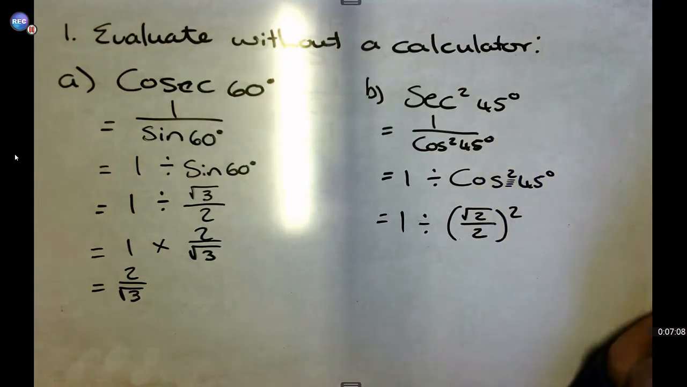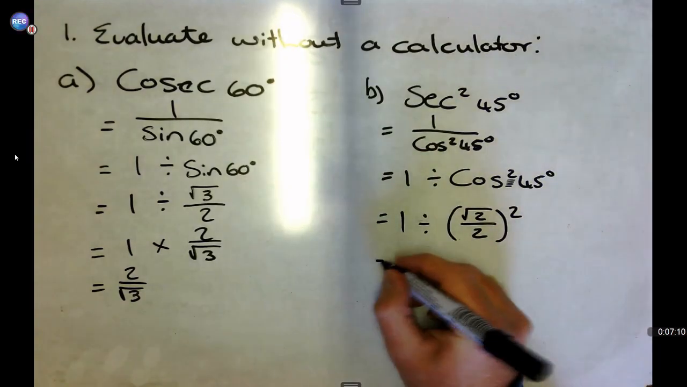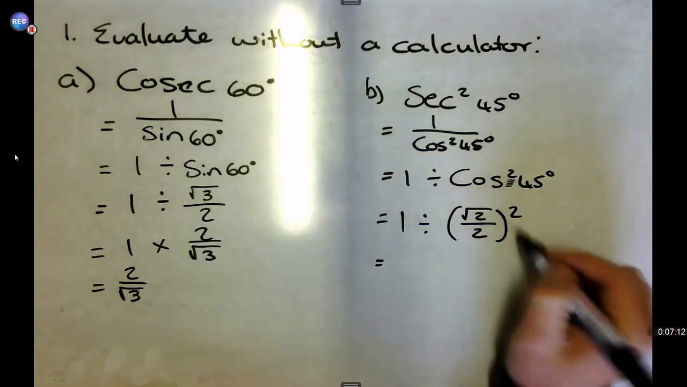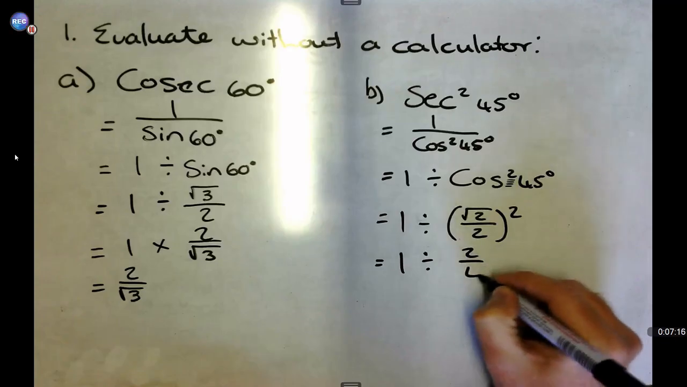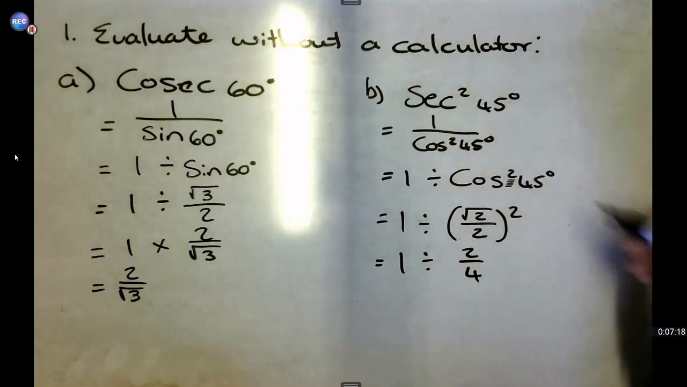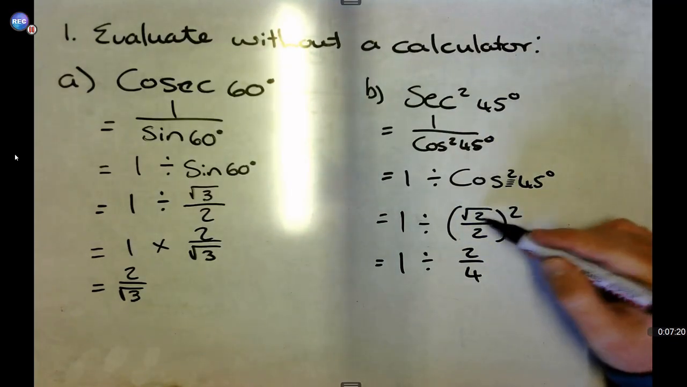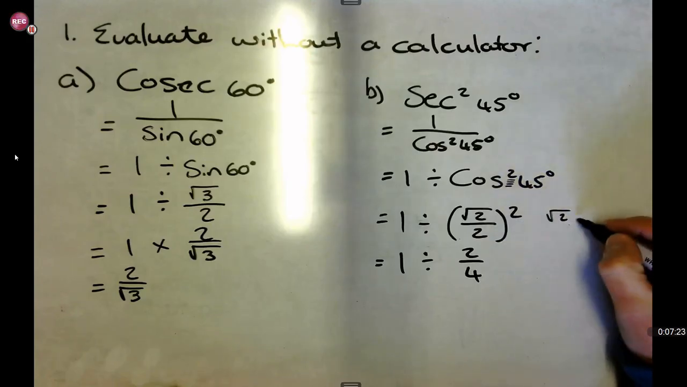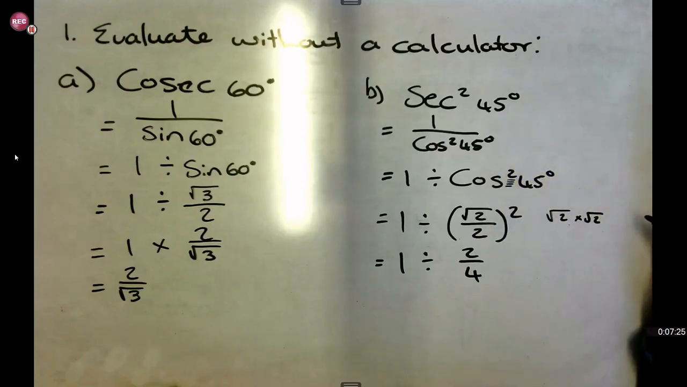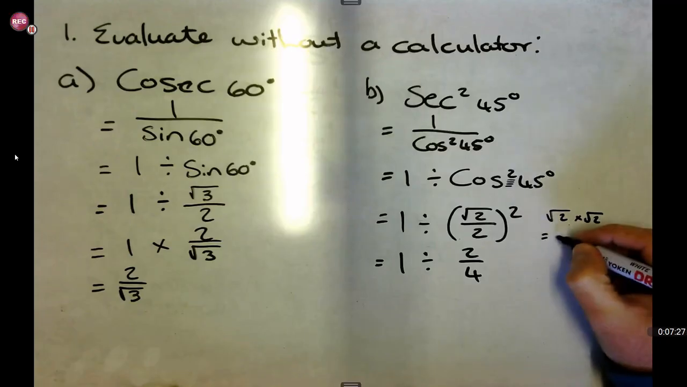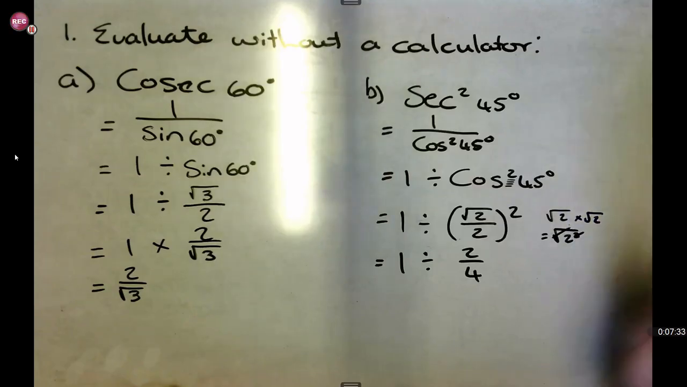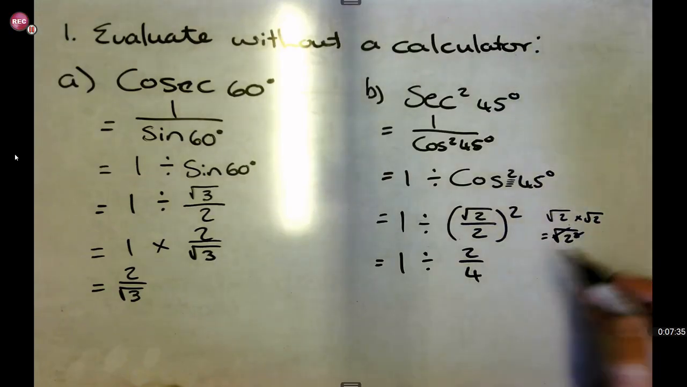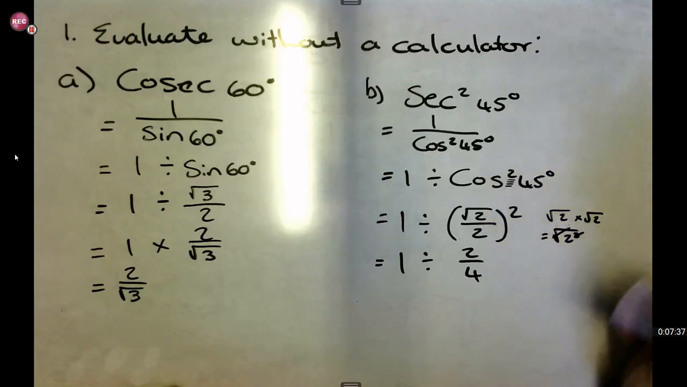And then you square that whole thing. After you square the entire bracket, you'll have the following: 2 over 4. Now remember, let me just do a thing on the side here. What you're basically doing here is you're saying the square root of 2 times the square root of 2, which will give me the square root of 2 squared. These two cancel each other out. That's how you get 2. Then 2 times 2 is obviously 4.